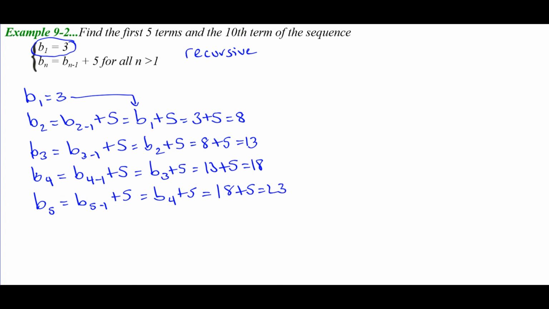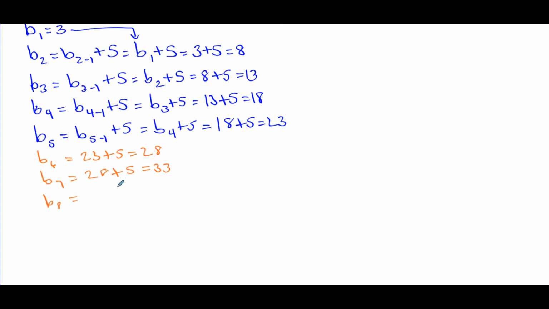Now remember, we need the 10th term. So in order to find that 10th term, we have to keep going through this process. But we can do this a little bit simpler instead of writing all this out. So essentially, every time we're just taking the term before it and we're adding 5 to it. So to find the 6th term, we're going to take that 5th term, which was 23 plus 5, which will give us 28. And then the 7th term is going to give us 28 plus 5, which will give us 33. 8th term, I'm going to take the 7th term plus 5, so 33 plus 5, which is going to give us 38.